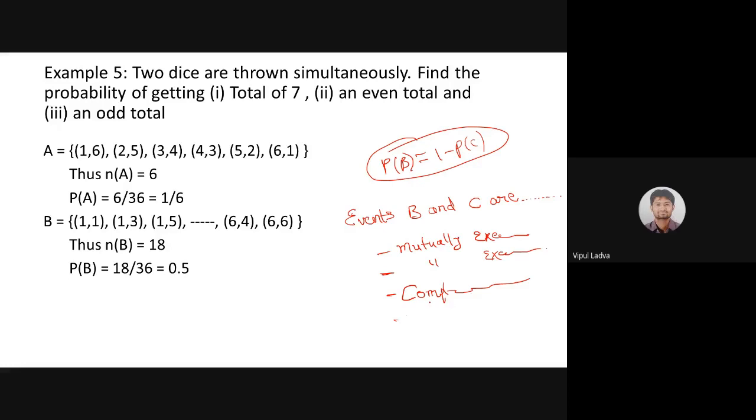Okay, now I'm visible. So both these events are complementary also, B and C. I'm talking about B and C, not A and B. So by that way, we can find the probability of C, which is equal to the probability of B complement. So it is 1 minus P of B, so it is 1 minus half. It will be half.